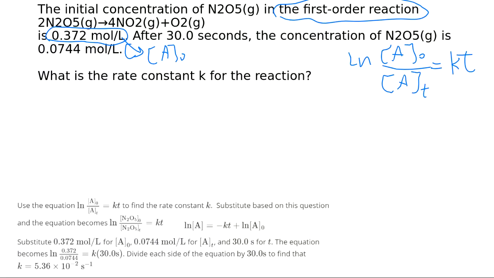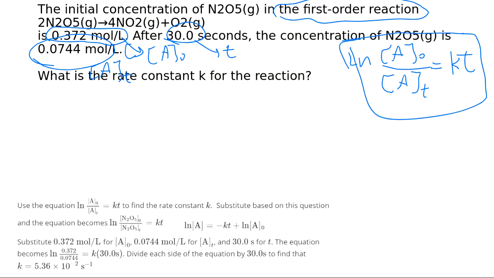Time, we have the t, concentration. The concentration after the 30 seconds is going to be this value. So we have the A at t. If you know your formula, there's just one slide and you have to memorize them all.